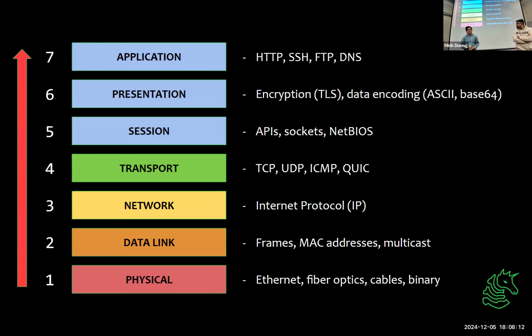So these are those layers, right? As I mentioned earlier, we have the acronym PDNTSPA. The lowest layer you can get: if you want to send data from one computer to another, you have to send actual physical bits, right? So the physical layer is Ethernet, in terms of the actual Ethernet cables, fiber optics, binary. That's the actual physical layer.